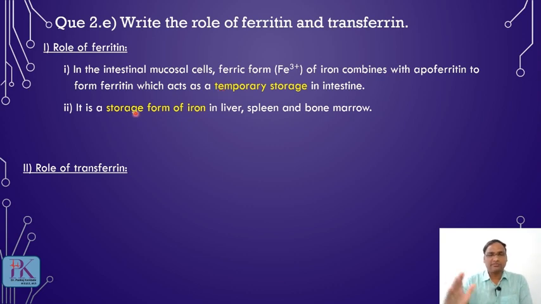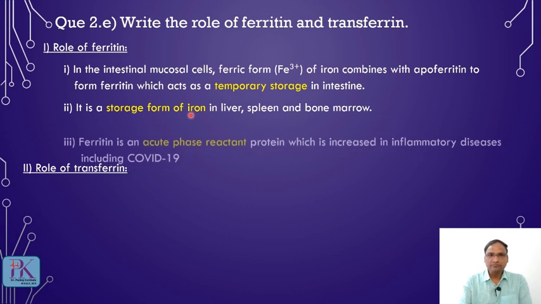Also, after that the iron gets transferred to transferrin. Ferritin is a storage form of iron. Iron is also stored in the intestine, but that is a temporary storage. For long-term storage, ferritin is the storage form of iron in the liver, spleen, and bone marrow. During absorption, iron is stored temporarily in the intestine as ferritin, and for the long term it is stored in the liver, spleen, and bone marrow.